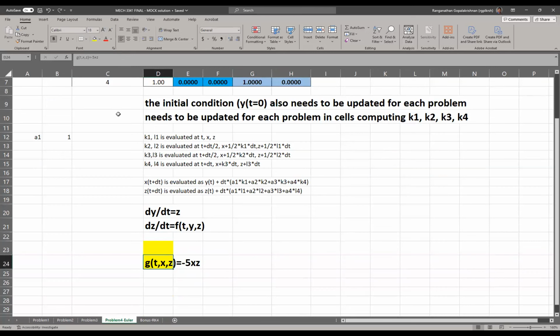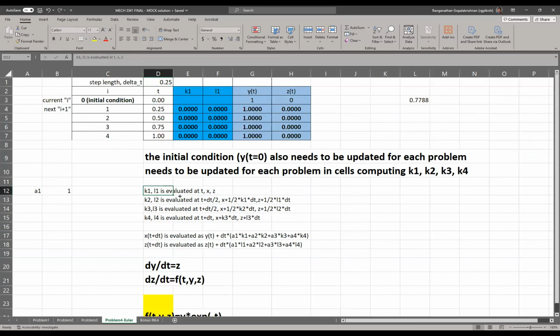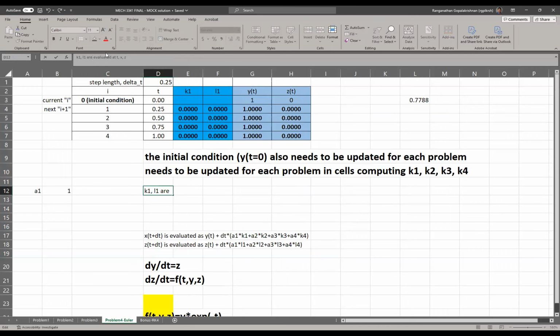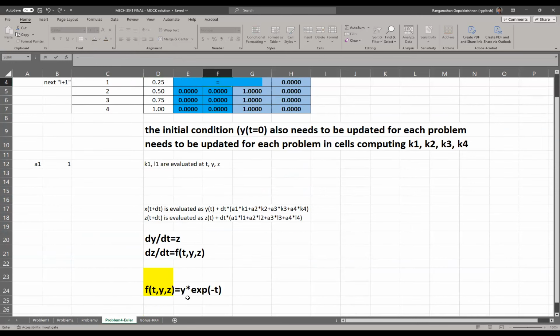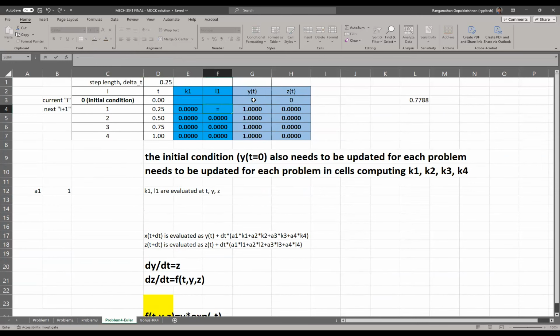And f of t, y, z equal to y multiplied by exponent of minus t. That's the function given in the problem. K1, L1 are evaluated at t comma y comma z. So if I go to K1, that is simply equal to z, and then L1 is the function y e power minus t evaluated at the previous time step.